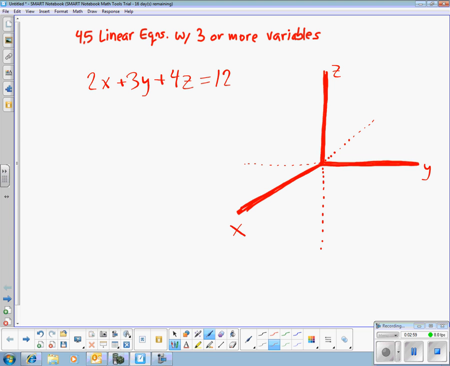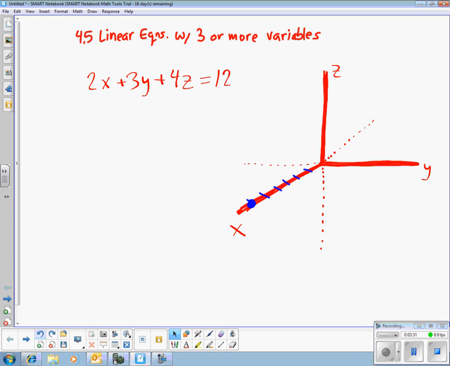So to draw this plane, we're going to draw it by connecting the three intercepts. If I want to find the x-intercept, that means that y is 0 and z is 0. So that means these two are gone, and I'm left with 2x equals 12. So if y and z are both 0, then x will equal 6. So what I do is I go to my graph, and I go on my x-axis and count out 6. 1, 2, 3, 4, 5, 6. And this is my intercept.